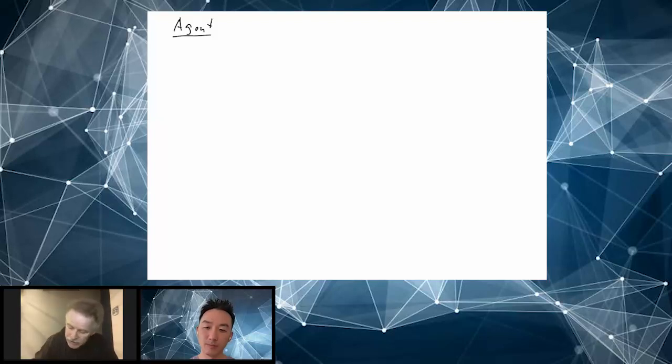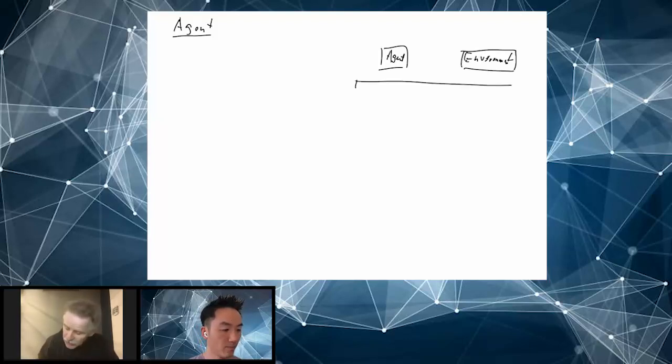And so the picture I usually draw is you have an agent and you have an environment, and they interact with each other. The agent as well as the environment can remember stuff arbitrarily long in the past. So let's put this on a tape.